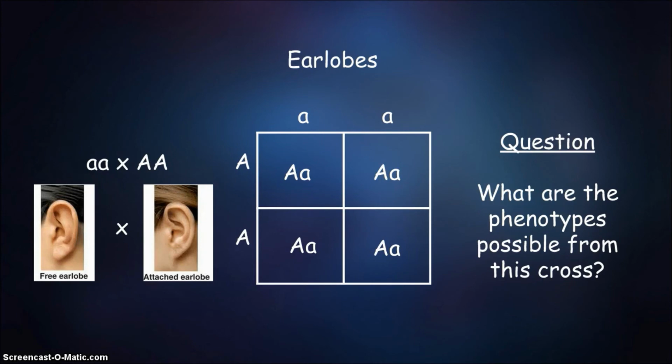This is another example in which the parent, one of which has a free earlobe, can actually produce offspring that have attached earlobes. Another example where one of the parents has a trait that the children do not. So the answer to our question is 100% attached earlobes in the offspring generation.